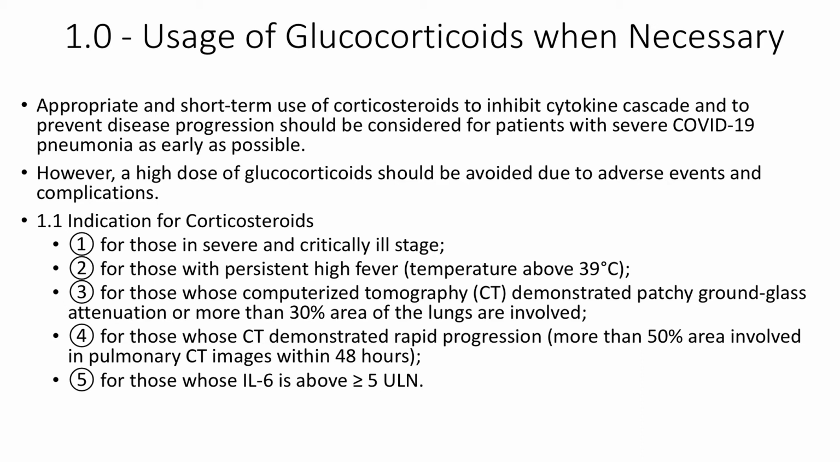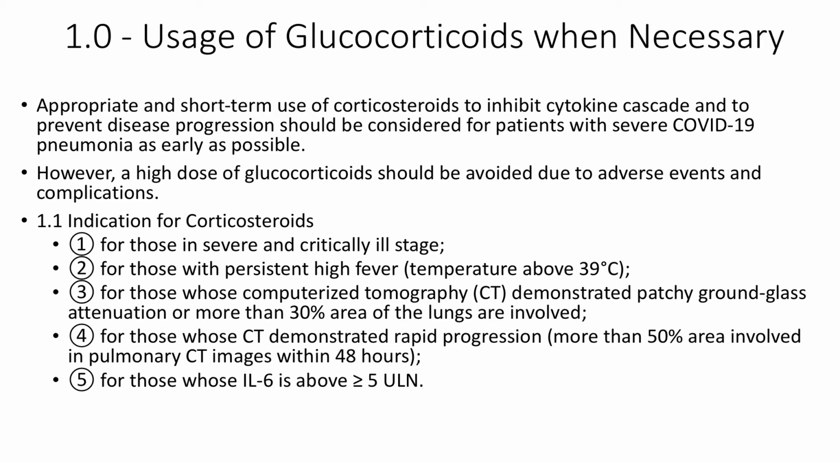1.0 Usage of corticosteroids when necessary. Appropriate and short-term use of corticosteroids to inhibit cytokine cascade and to prevent disease progression should be considered for patients with severe COVID-19 pneumonia as early as possible. However, a high dose of glucocorticoid should be avoided due to adverse events and complications.